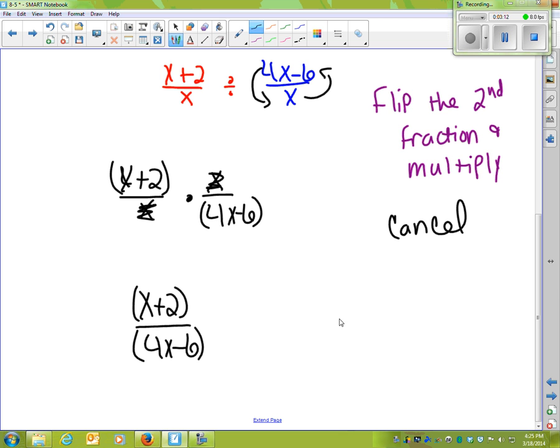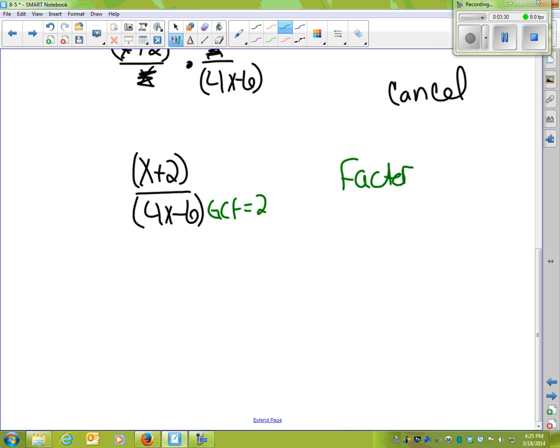Now it starts to get good. We get to factor anything possible. I can't factor the numerator, but I see in my denominator they have a GCF of 2. So I can factor out that 2. That gives me 2 times 2x minus 3.